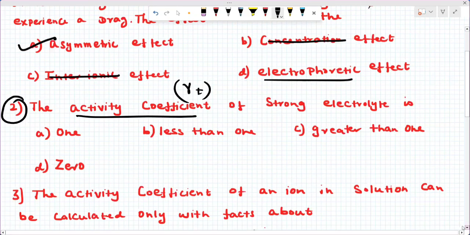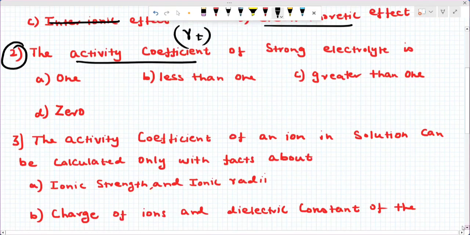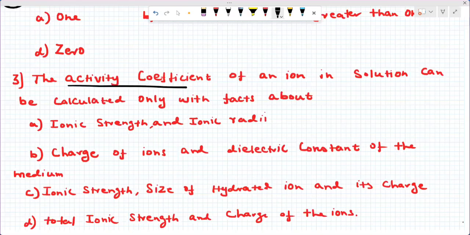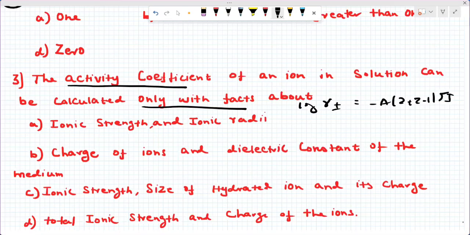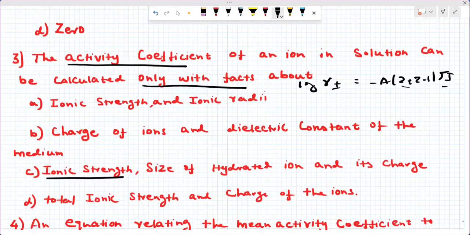The next question is about the Debye limiting law. The activity coefficient of ions in solution can be calculated from the Debye limiting law: log gamma plus or minus equals minus A into z plus and z minus into root I. Listen, it depends on ionic strength, the size of the ions, and the charge.